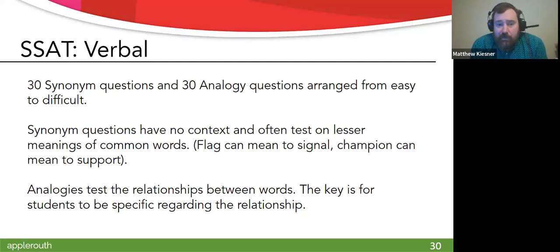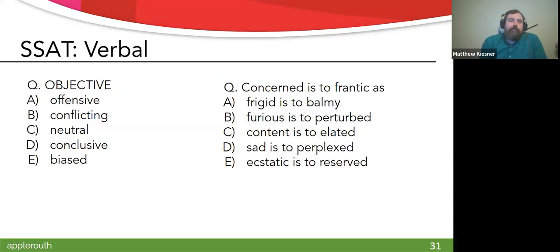And then analogy tests the relationships between words. That could be hammer is to carpenter, so a hammer is used by a carpenter, things like that.